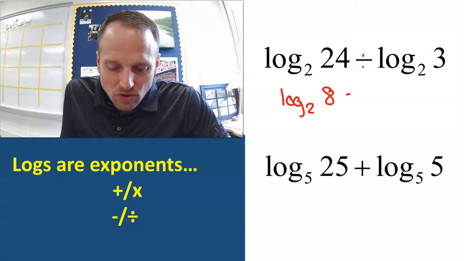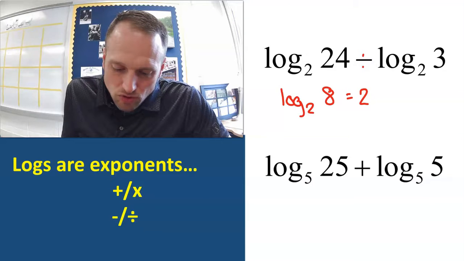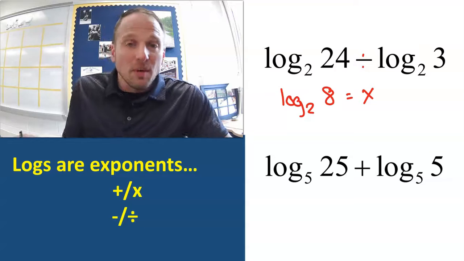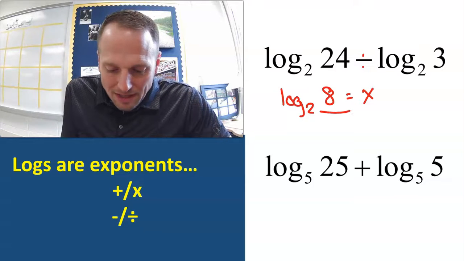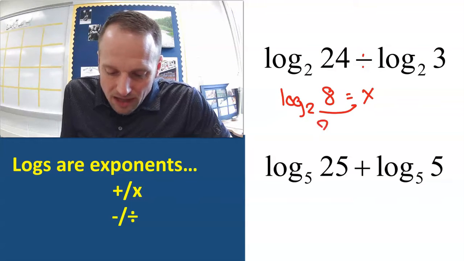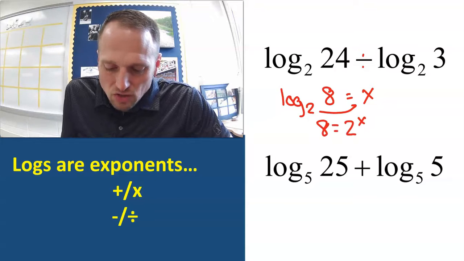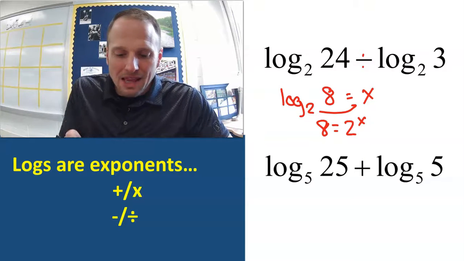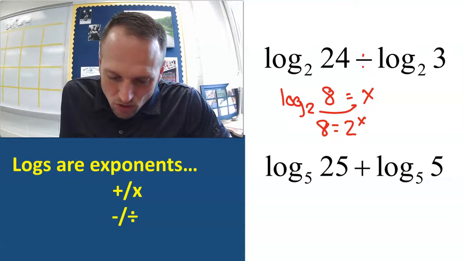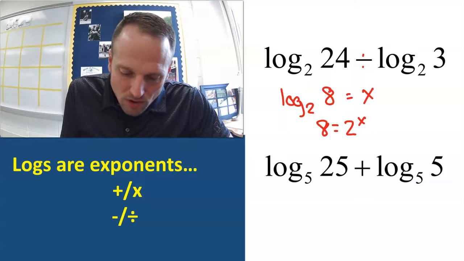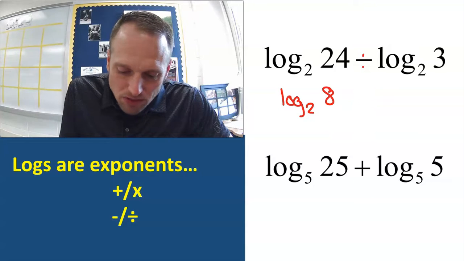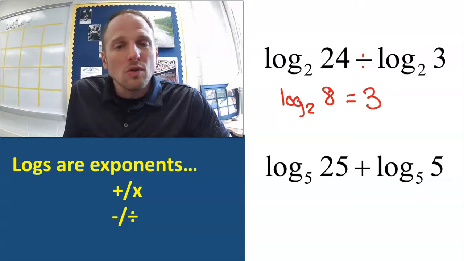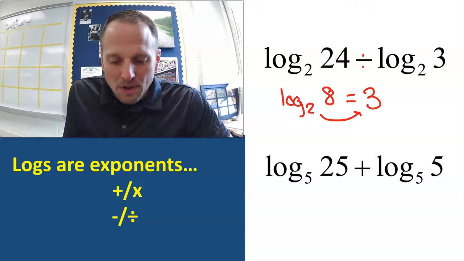Okay, I know that 2 to some power, or the log of 8 base 2, is x. It's something. I don't know what it is. So let's rewrite this. 8 is equal to 2 to the x. 2 to the what power is 8? 2 times 2 is 4, times 2 again is 8. So that's going to be 3. So the log of 8 with a base of 2 is just going to be equal to 3, because 2 to the third power is going to be 8.